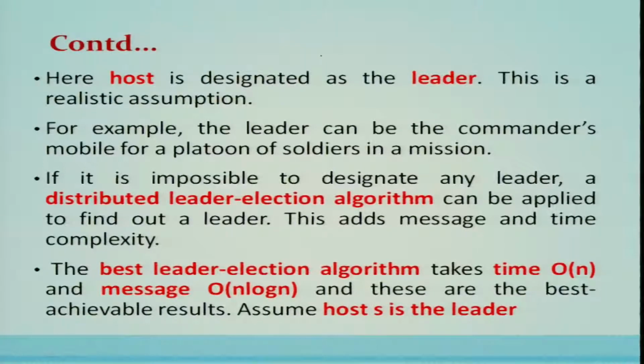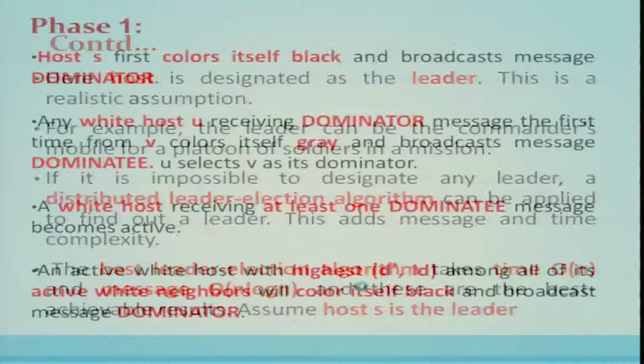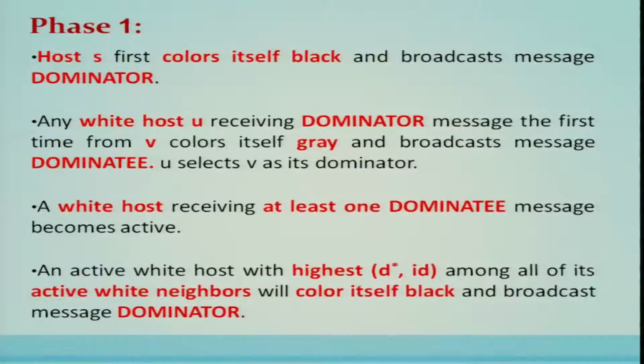For example, if the leader is not there, then it is possible to elect a leader using a distributed leader election algorithm, and that will add additional complexity in time of order n, and the best possible algorithm uses message complexity of order n log n. Hence our assumption of assuming a leader is a realistic assumption, and let S be the leader which is given for this particular algorithm. Let us see the algorithm.